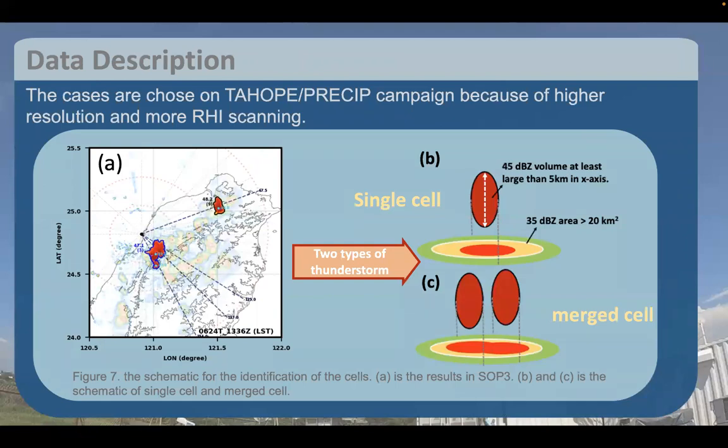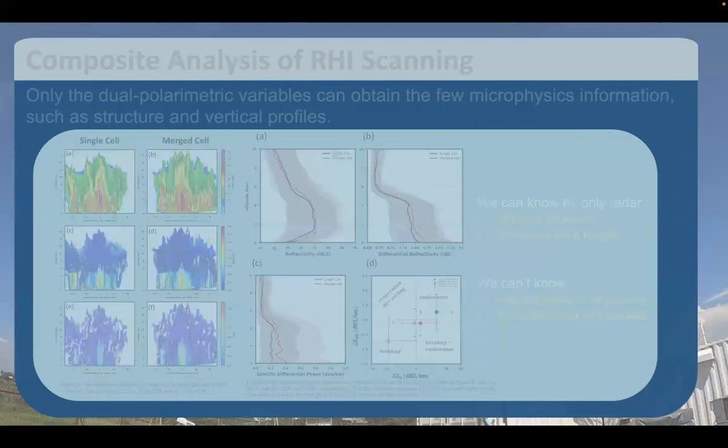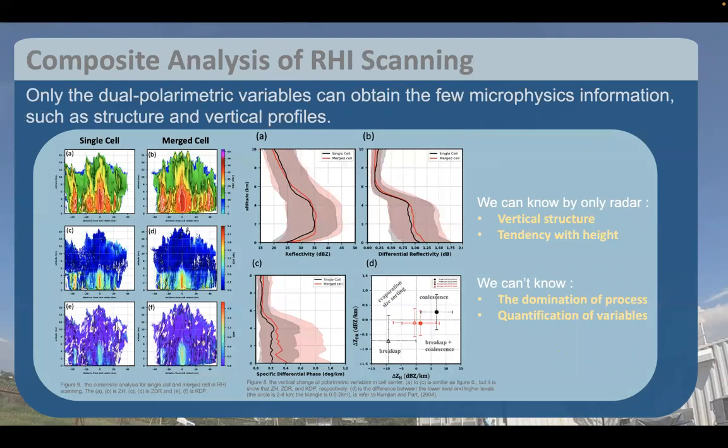In this campaign, we did more RHI scanning so we can get high resolution in the vertical structure. The two types of thunderstorm we chose are the single cell and the merged cell, which may have different microphysics processes. After the composite analysis of the RHI scanning, we can compare the single cell and the merged cell.